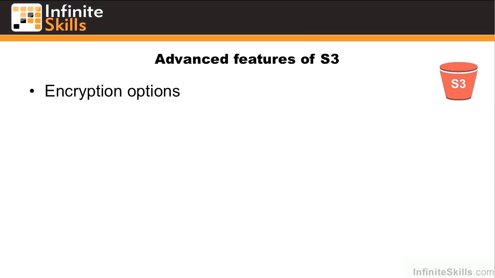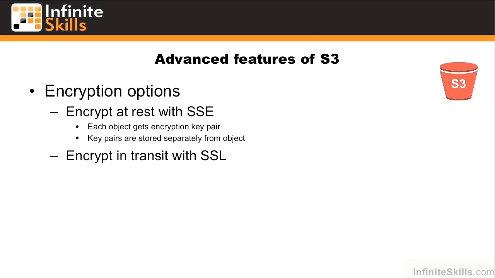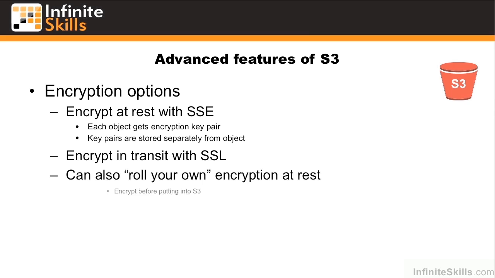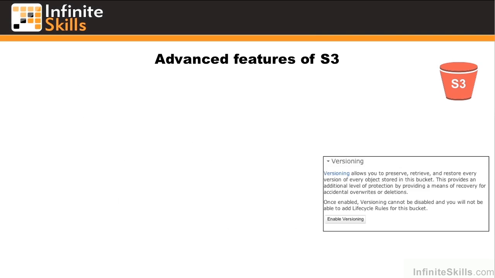Another great feature of S3 are the encryption options it provides. It provides native encryption with something called SSE, or server-side encryption. This allows each object to get a specific encryption key pair. Those key pairs are stored separately from the object, and they're used to encrypt and decrypt the object. The object itself is stored in S3 encrypted. SSE enables any applications where you need data encrypted at rest. You can also encrypt in transit with SSL, or roll your own encryption at rest. You could encrypt before putting into S3 and then decrypt after taking out. This requires client-side key management and is a bit messy and risky. If you lose your keys, you could lose all of your objects.